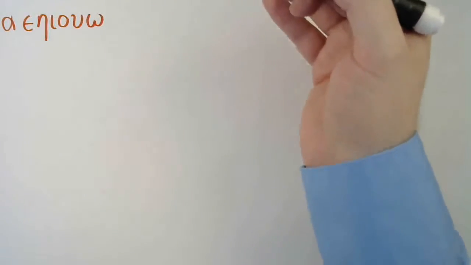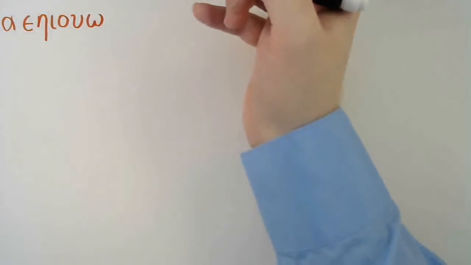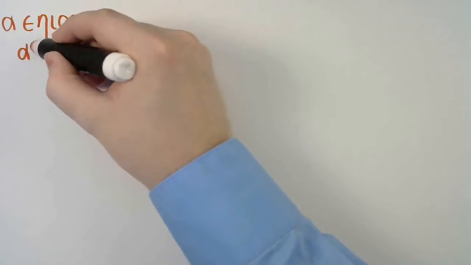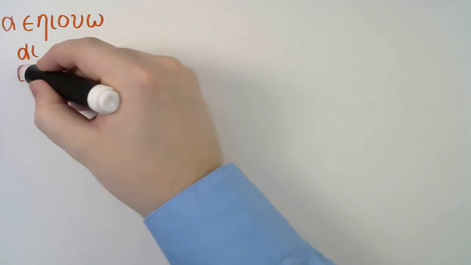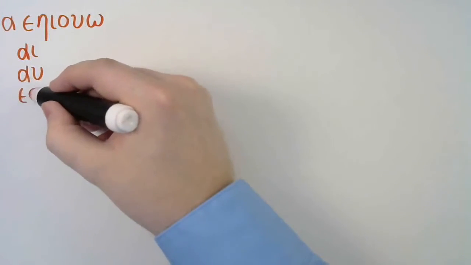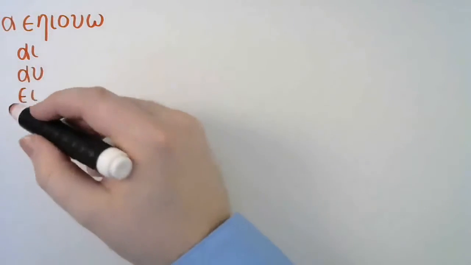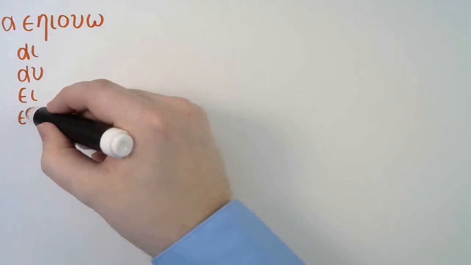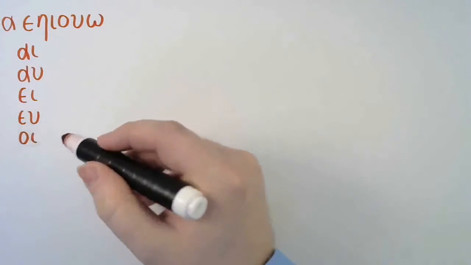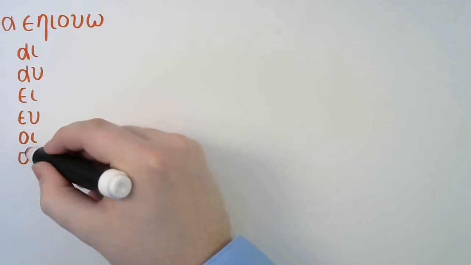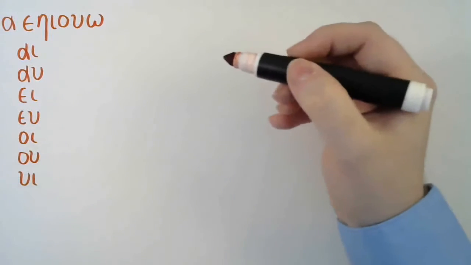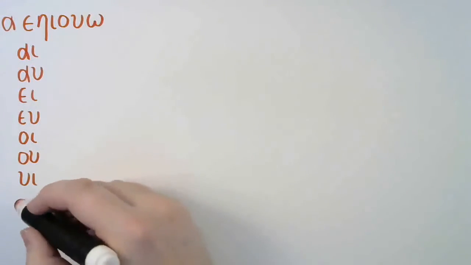Number 2, list the diphthongs. How many diphthongs are there? There's 7. You have ai, au, ei, eu, oi, ou, and ui. I recommend you say them when you do them.